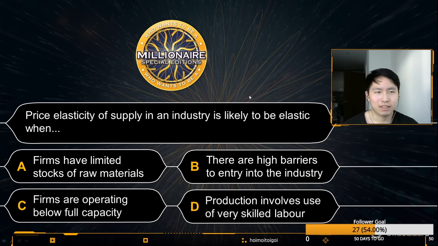I'll give you 10 more seconds to decide. So think of this question as how flexible a firm can be in increasing their production if there's an increase in the market price, right? Or how quickly can a company change how much they produce or supply given the market price changes? Which of these factors would affect that? Okay, 5, 4, 3, 2, 1.